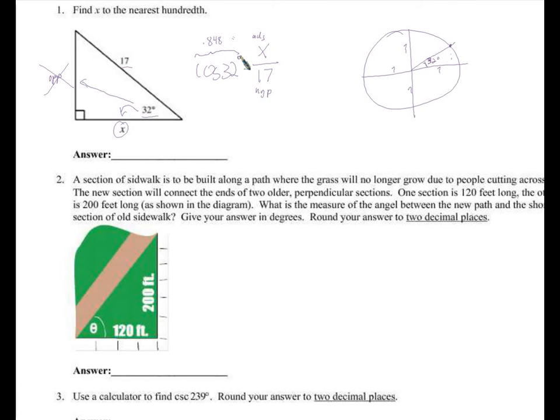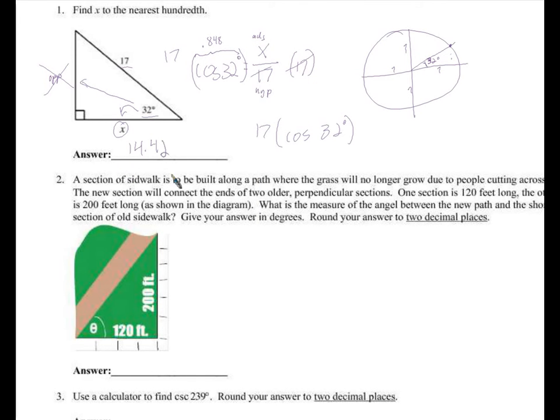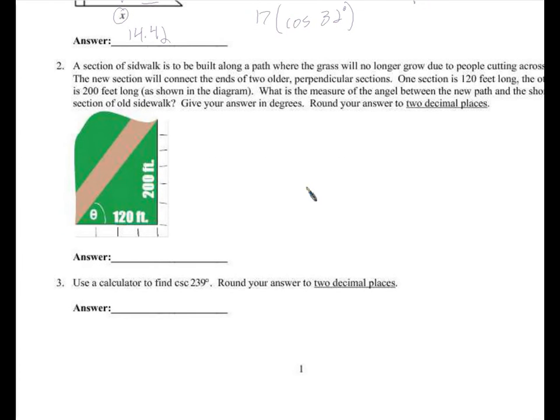Okay, so if I had 0.848 equals x over 17, I'd multiply by 17 on both sides to cancel out the 17. And I'd do 17 times 0.848, or, to be more exact, just use the cosine of 32 degrees. So 17 times the cosine of 32 degrees. Okay, what I have in my calculator is the cosine of 32 degrees. I'll just multiply that by 17. Okay, 14.42. No units to report, so 14.42, that's how long that side x is.